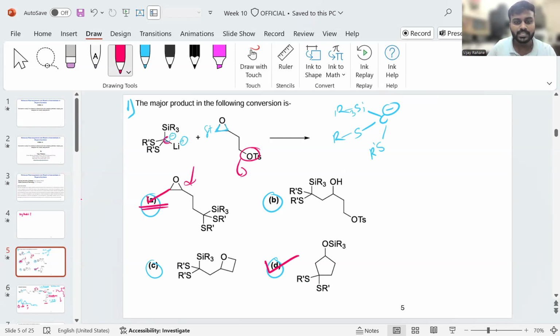Among the OTs and the epoxide ring, the epoxide ring is more electropositive, and therefore the attack on this epoxide ring is preferred over the C-OTs bond. So the first attack takes place on the epoxide, not on the OTs bond. Therefore, this product is not the major product.